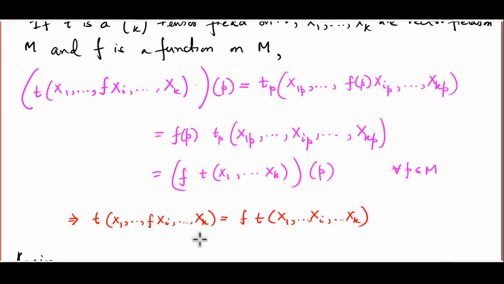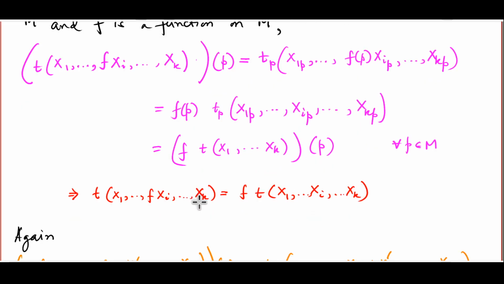So, putting in a function times a vector field as one of the arguments multiplies the resulting function that you get by the function that you're multiplying the vector field by. This is what C infinity linearity means. In other words, you can just pull out a function f from the bunch of arguments outside.